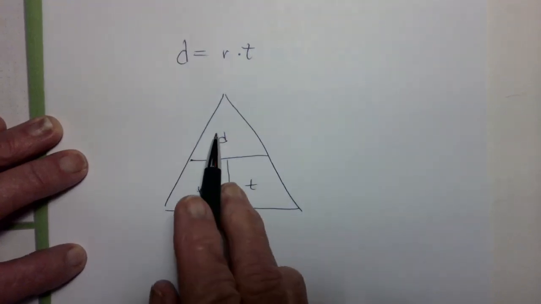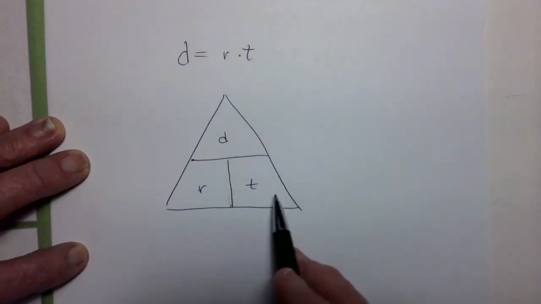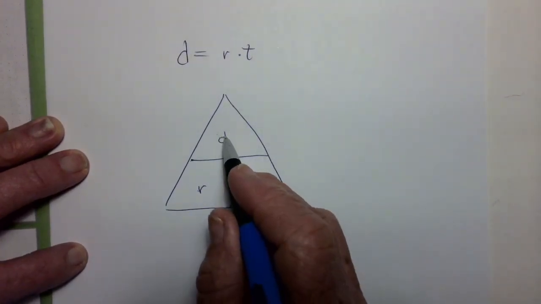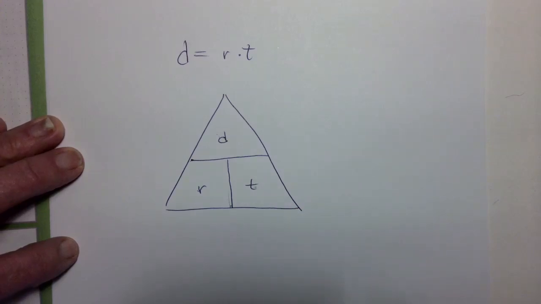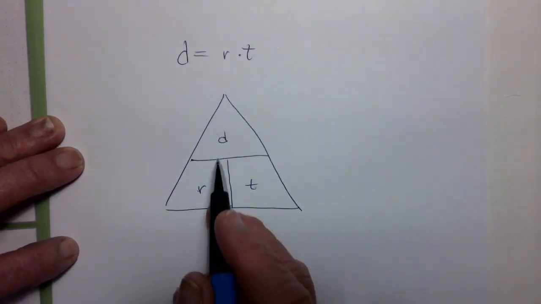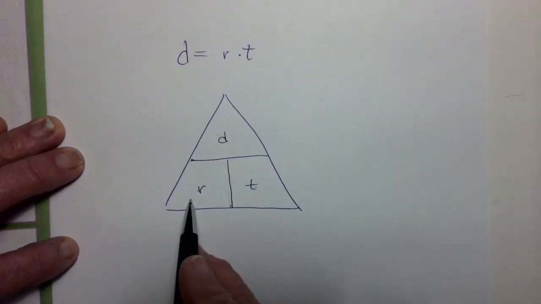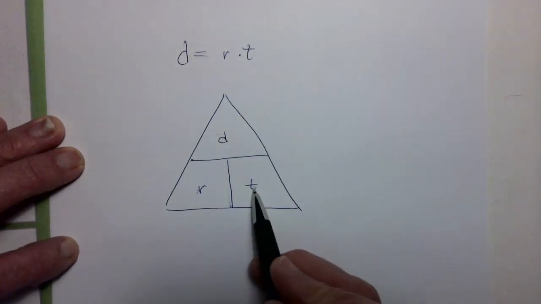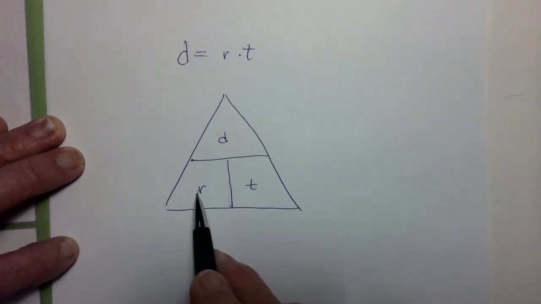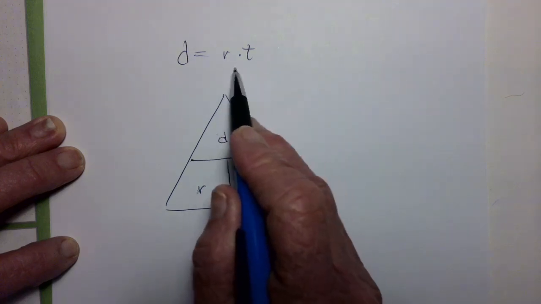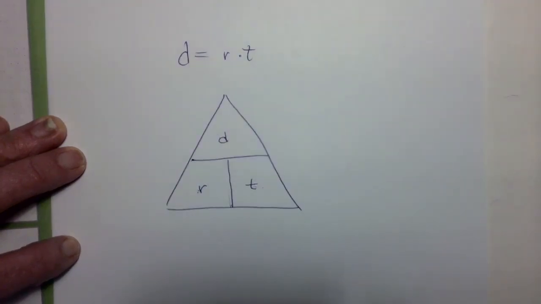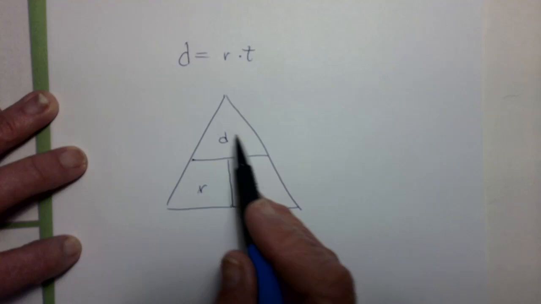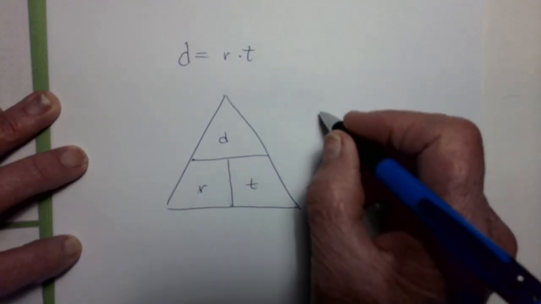But if I have distance and time, I'm going to divide to get the rate, because distance is in the numerator, time is in the denominator. If I have the distance and the rate, I'm going to divide to get time. Take distance and divide it by rate to get time. If I have the rate and time, I'm going to multiply those two, just like the formula says right here, to get distance. So there's 3 formulas you can get from this.